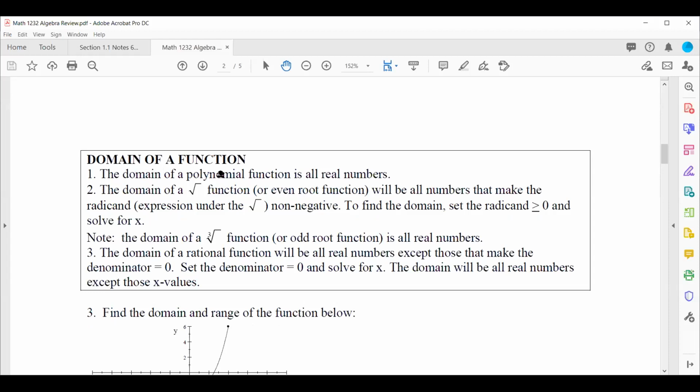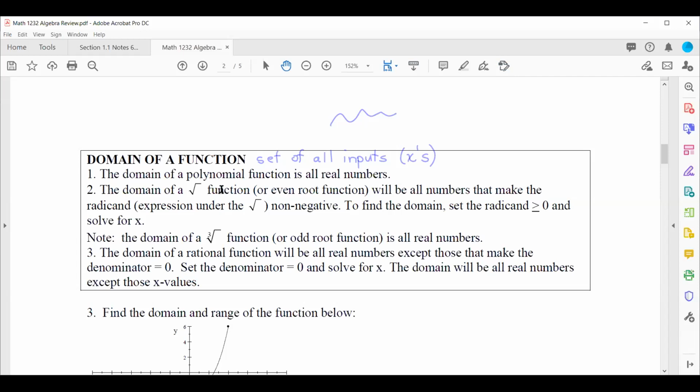Next we're talking about domain of a function. So remember, the domain of a function is the set of all inputs. Typically, in a graphing situation, we're looking at x's, but it doesn't have to be x. It's just whatever the input variable is.